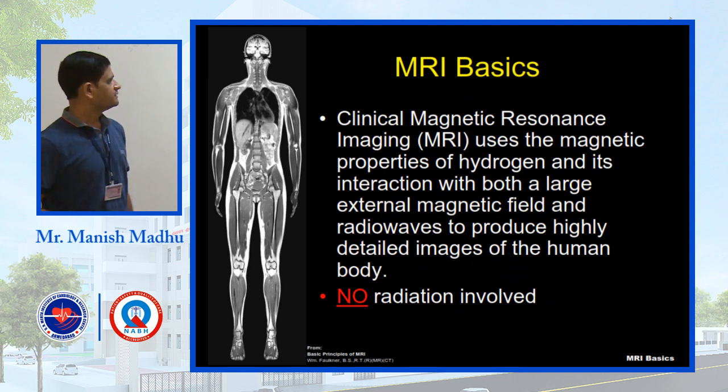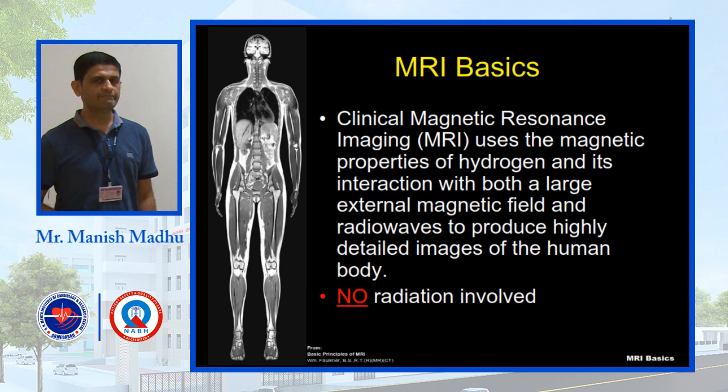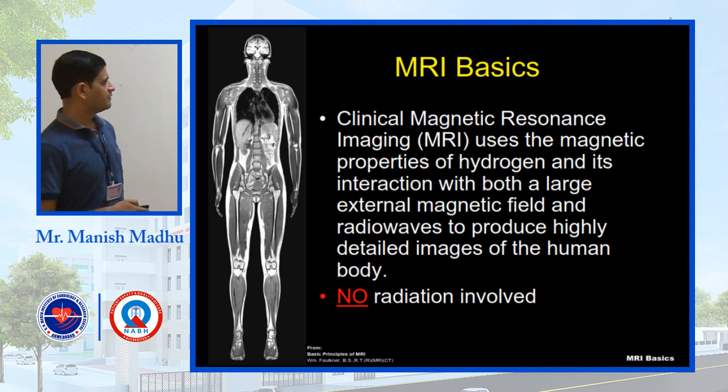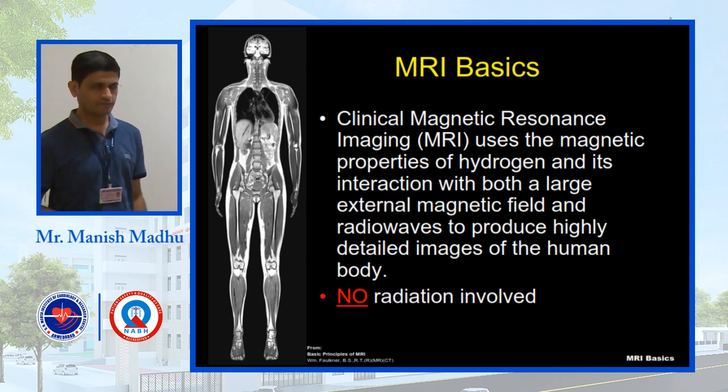Clinical magnetic resonance MRI uses the magnetic properties of hydrogen and its interaction with both a large external magnetic field and radio waves to produce highly detailed images of the human body. So mainly when we take MRI images, it uses the magnetic field and radio waves. So there is nothing to worry about radiation. There is no radiation.